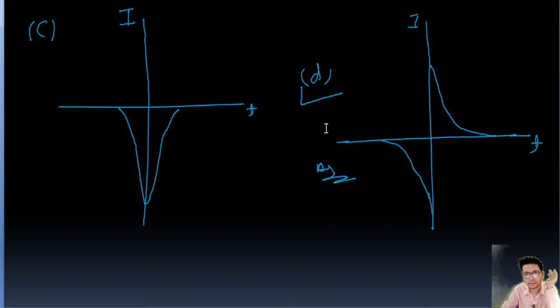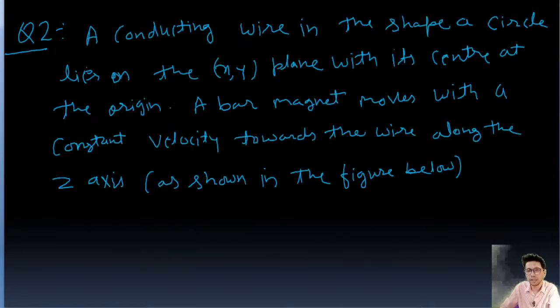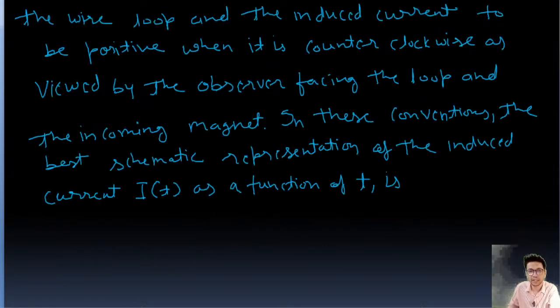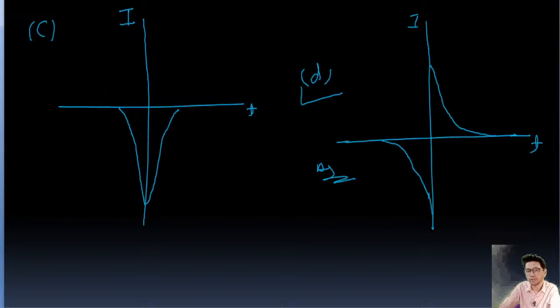So this is a very good conceptual question, guys. First it will be negative current, and the direction is clockwise, and after some time, when this magnet is about to cross this loop, it will be positive. That means this graph will be the best schematic representation. So this is the answer.